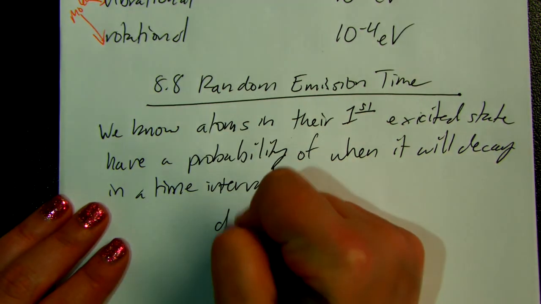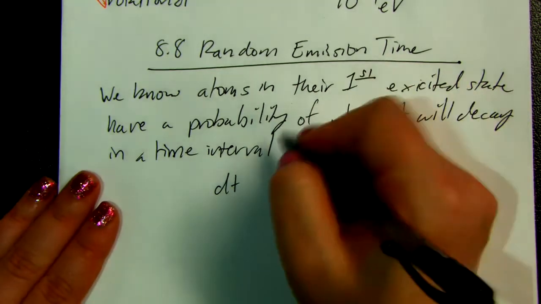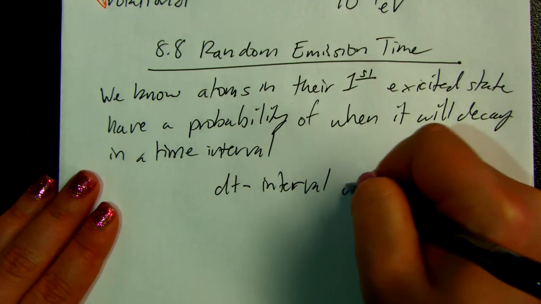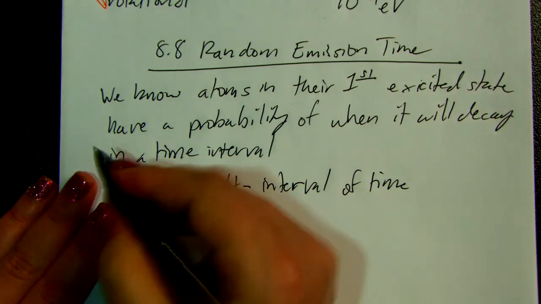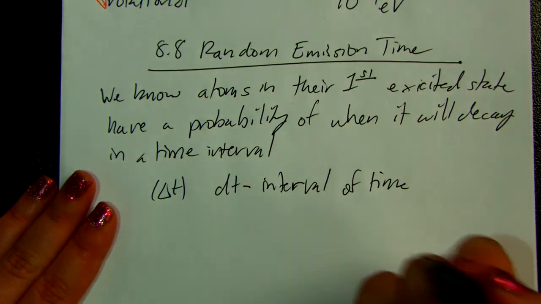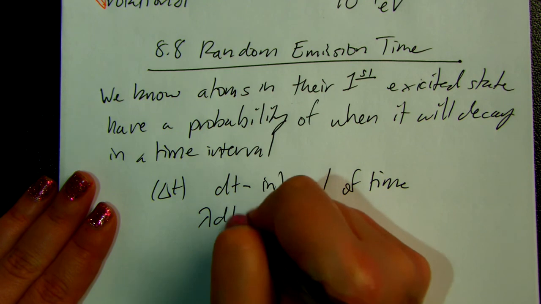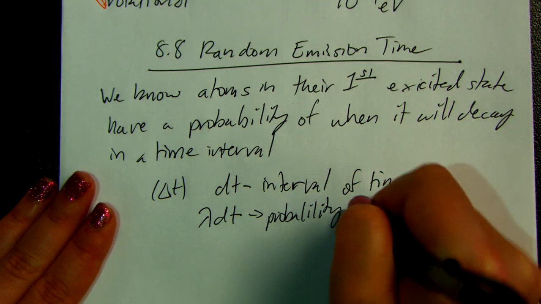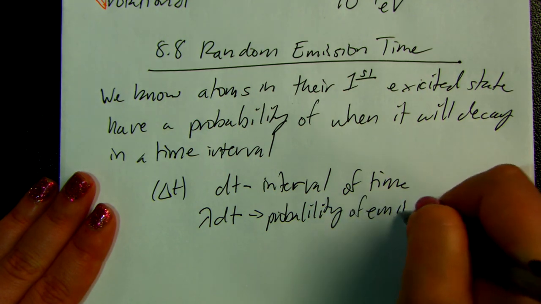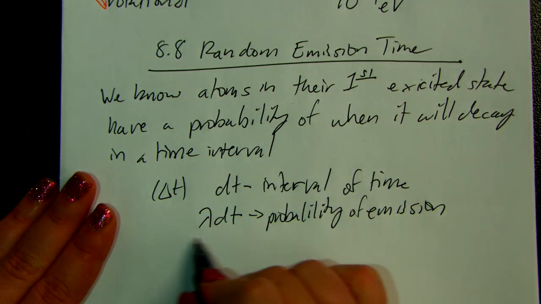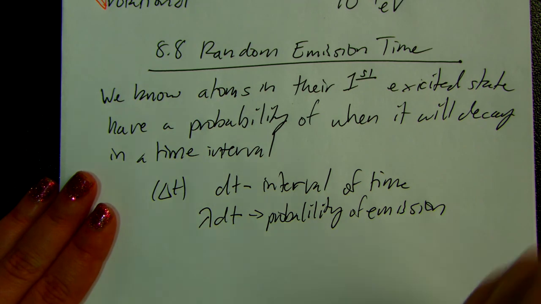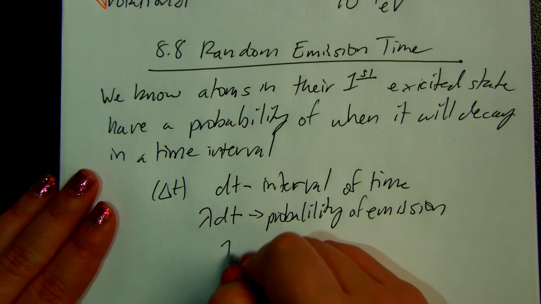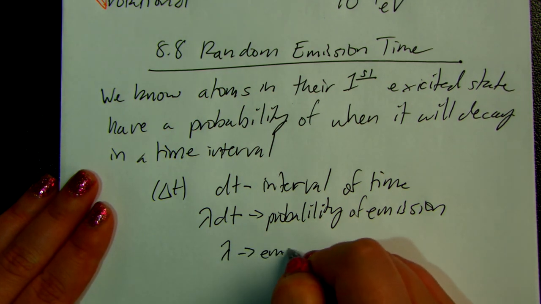So what we're going to be looking at, here are our tools. dt is the interval of time. We want to be able to take infinite little delta t's, basically. Lambda dt is the probability of emission or de-excitation. So lambda is corresponding to how likely it is that it will decay given a particular time interval dt. Lambda is the emission rate.